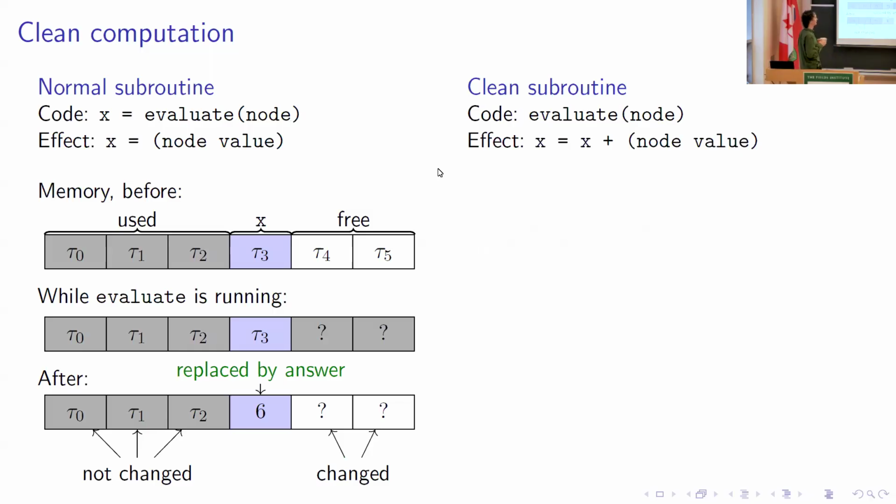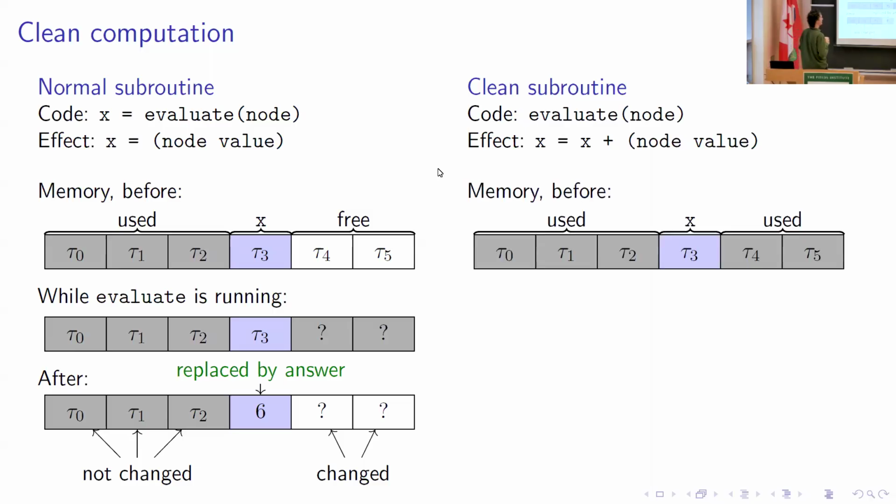Okay, so let's compare to what happens when we run a clean subroutine. The first thing that changes is how we call it. Instead of writing x equals evaluate of node, we actually just hand control completely over to the subroutine, and we trust it to change the variable x. The other thing is that the effect of the subroutine, instead of storing the value in x, is that it's just going to add the value of the node to x, which is a little odd. The next difference is that a clean subroutine actually is not going to require any free memory. We're going to assume that the entire memory of the computer is already used up with important values.